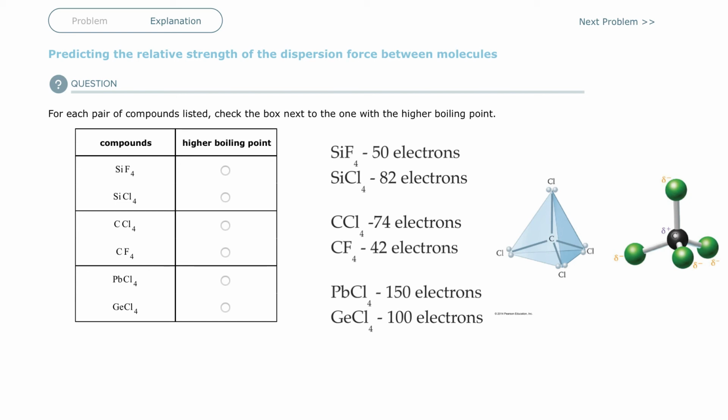Whatever has the higher number of electrons will have the higher boiling point. So the first one will be this one. How about carbon tetrachloride and carbon tetrafluoride? Carbon tetrachloride has 74, carbon tetrafluoride has 42, so 74 is bigger. So you're going to put one there. Lead tetrachloride has 150, germanium tetrachloride has 100. That's all there is to it. Just count your electrons.